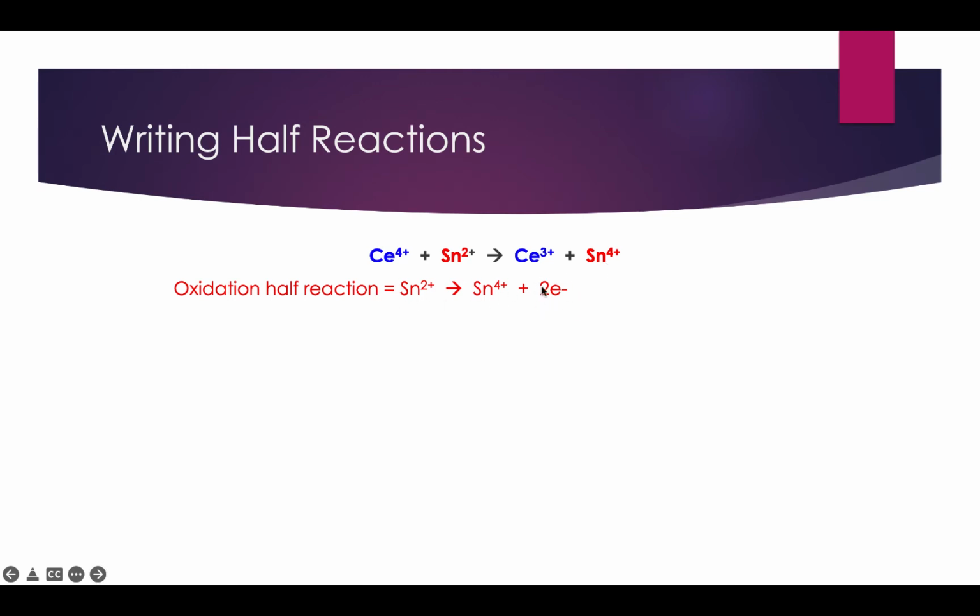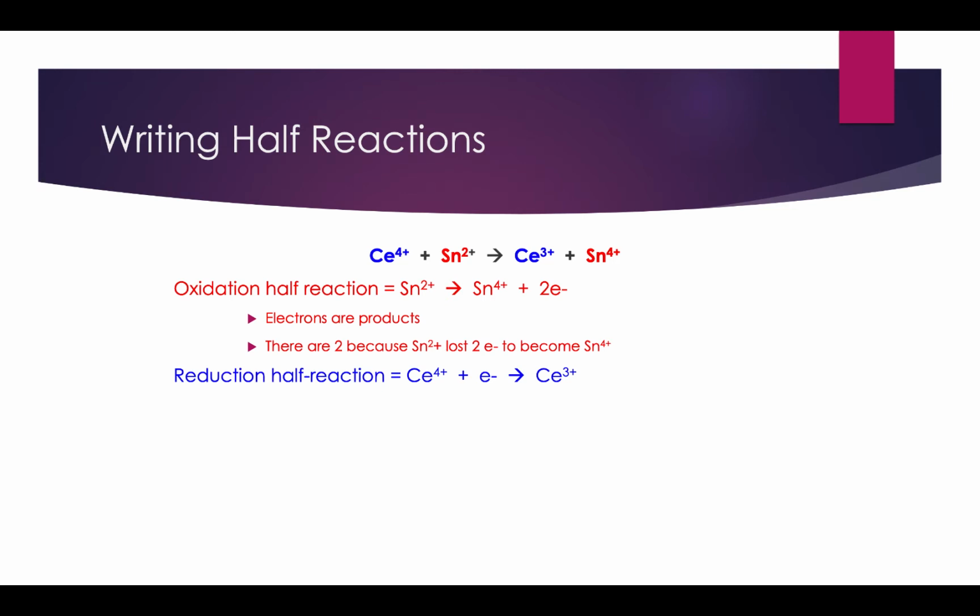Notice the electrons are in the products because they're being lost. That's also a hint that this is oxidation. If electrons are in the products, it must be oxidation because they're being lost. So the electrons are products, like I said, and there are 2 because Sn2+ lost 2 electrons to become Sn4+.